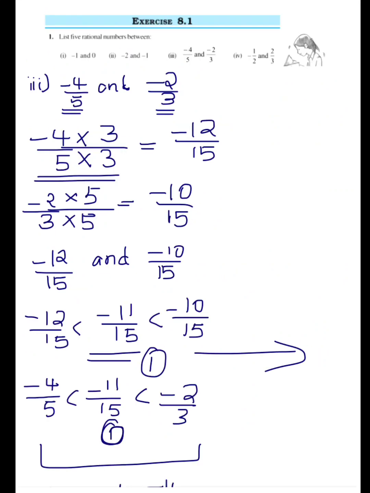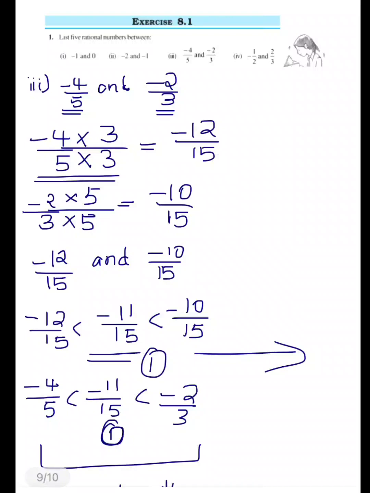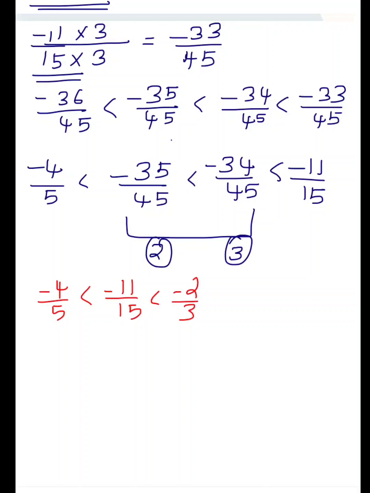So first, you have found a rational number between minus 4 by 5 and minus 2 by 3, and it was minus 11 by 15. So let's write it first. Okay, this is the first thing that you have found.